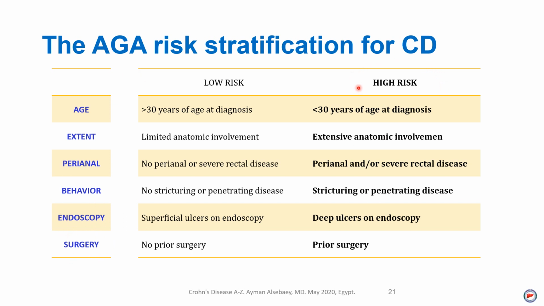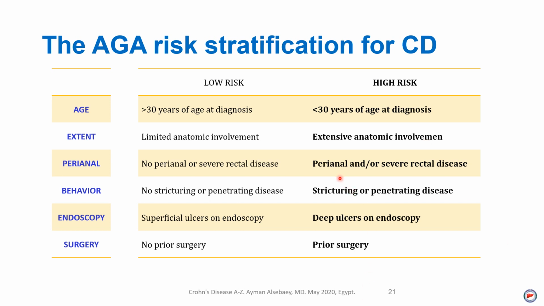When you study any score, you should keep in your mind the high risk. If the parameters of high risk are not present, it is low risk, okay? Number one, age. If the disease is diagnosed at less than 30 years of age, this is a high risk person, okay? If the disease is extensive, for example, affecting more than 40 centimeters of the terminal ileum, it is significant disease and it is high risk disease.